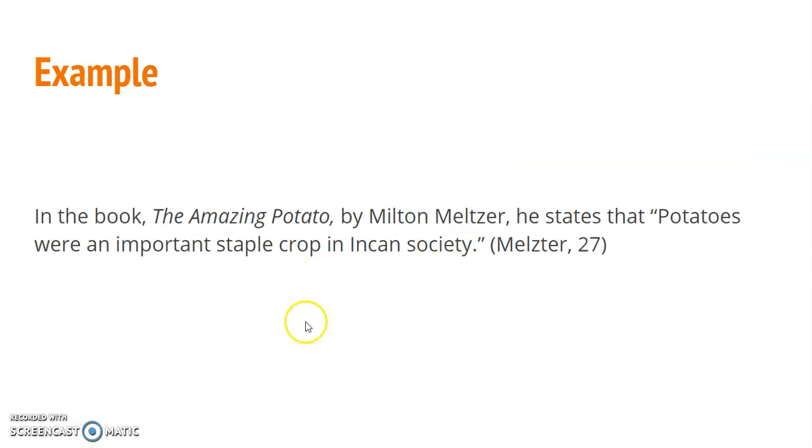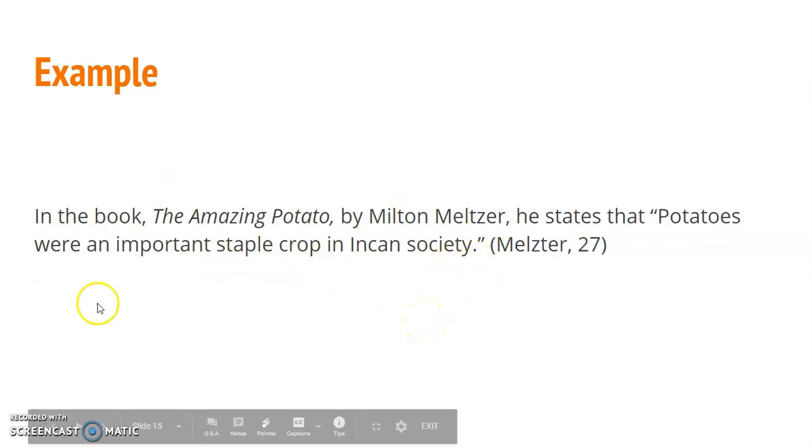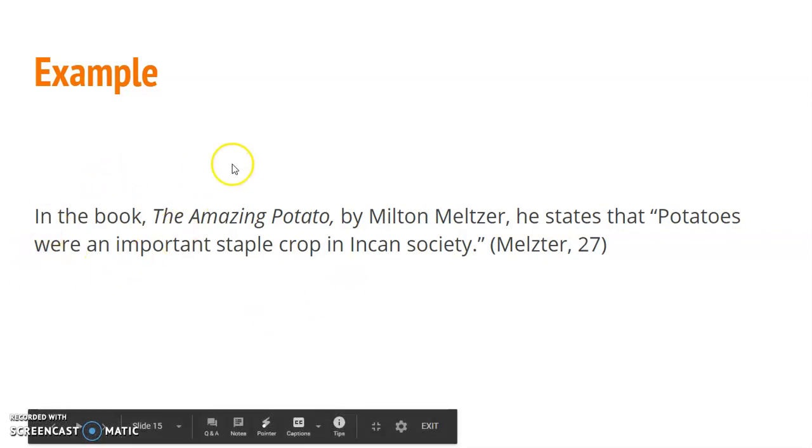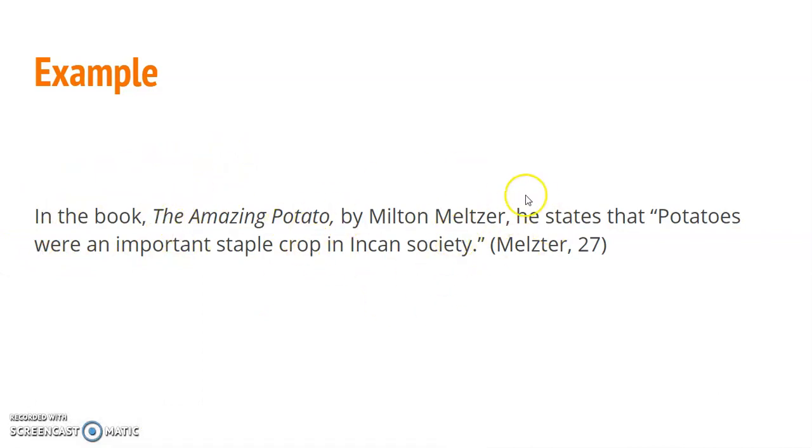So in this source, about the same topic, this one is a book by a man named Milton Meltzer, right? So I say, in the book, The Amazing Potato by Milton Meltzer, he states that potatoes were an important staple crop in Inca society. Cool. So this lets the reader know that it's a book, right? So we know it's a secondary source. We have the title of the book, and we have the author of the book, right?